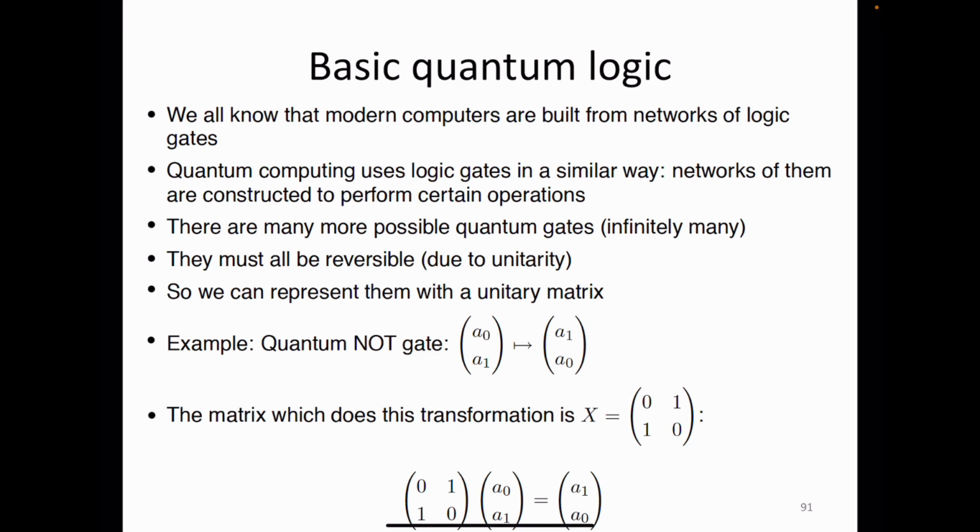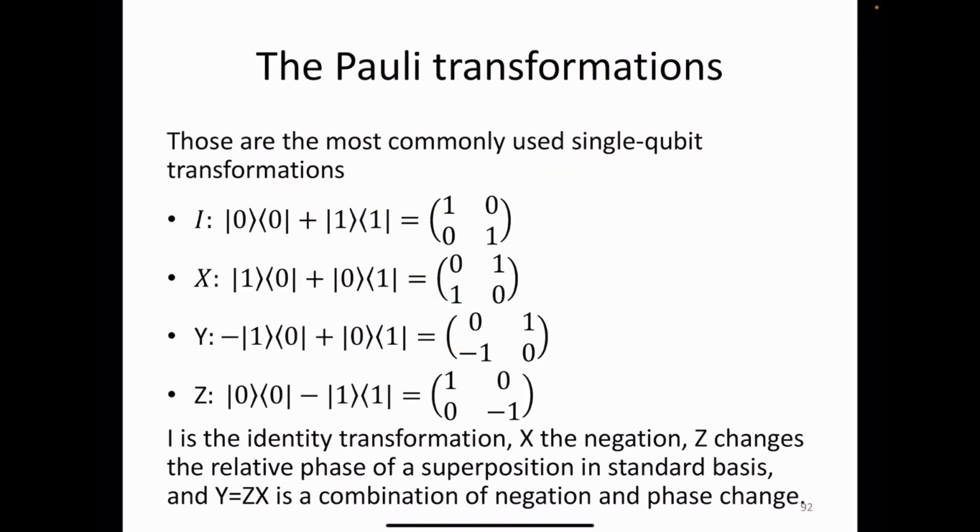So an example that we already looked at before is the quantum NOT gate, which you can see here on the bottom, applied to a vector a sub 0, a sub 1, it makes a sub 1, a sub 0 out of that one. The most commonly used single qubit transformations that we also looked at before, the Pauli matrices, if you remember, are these ones. We have I as the identity transformation, we have X, the NOT transformation, we have Y, and we have Z. Z changes the relative phase over superposition in standard basis, and Y is a combination of ZX, so it's a negation and phase change. You can try to construct Y out of ZX. If you just do that multiplication, you will get the Y gate, this one here, okay?